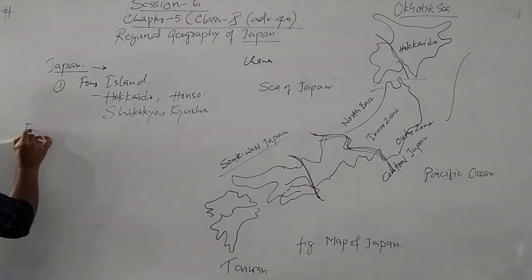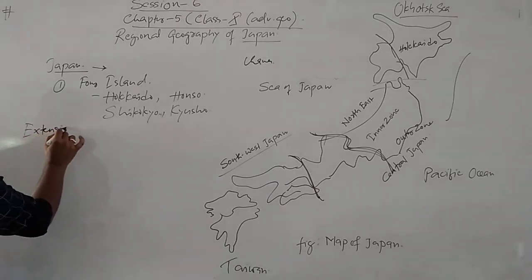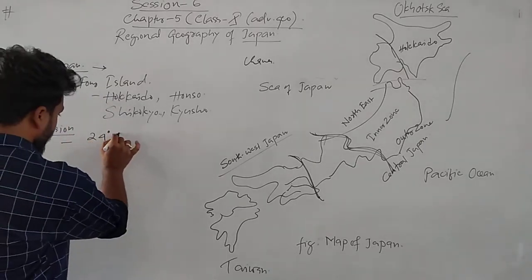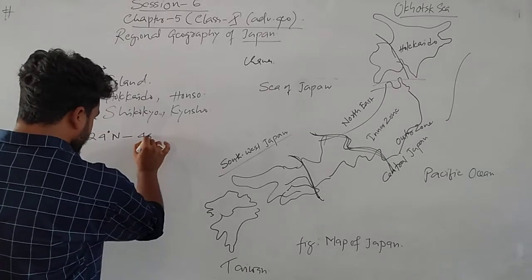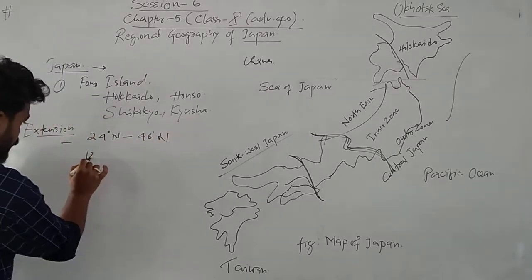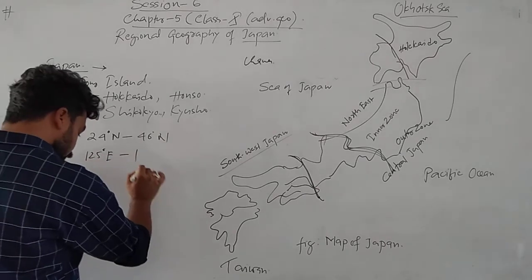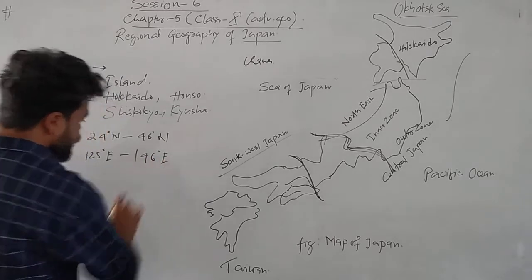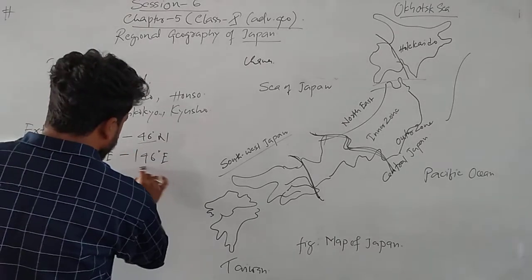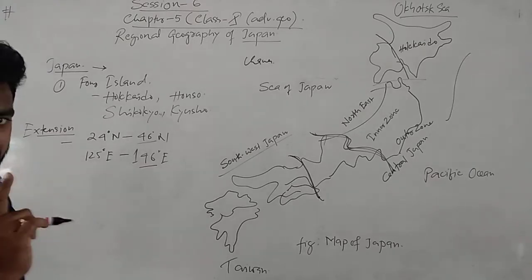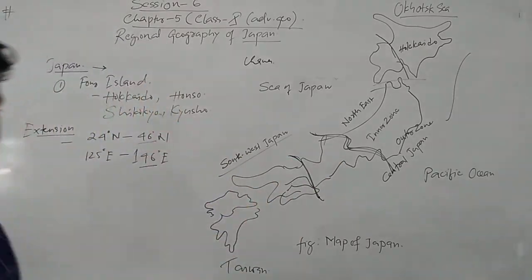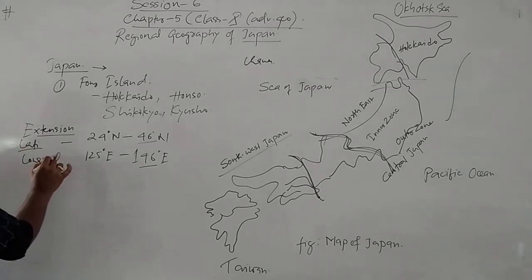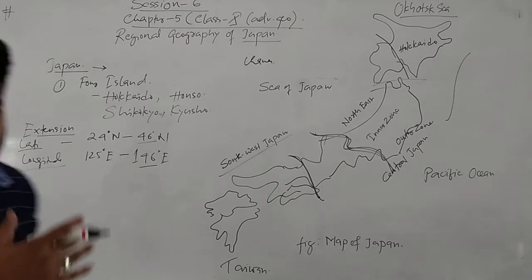We'll see here the extension. What is the geographical extension of Japan? Japan extends from 24° north to 46° north, and from 125° east to 146° east. It is very easy to remember: here 46, here 46. You just have to put only 1, and then directly it will come under latitude and longitude. We know latitude and longitude. Longitude means from north to south, latitude means from east to west.